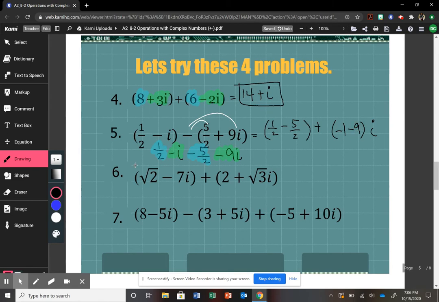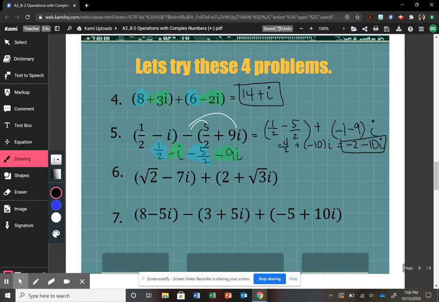All right, so here I can just add the numerators because I have common denominators. So 1 minus 5 is negative 4 over 2. And here I have plus negative 10i. And I can simplify here. Negative 4 divided by 2 is negative 2. And I could just write this as negative 10i.